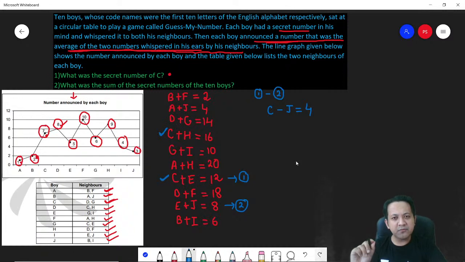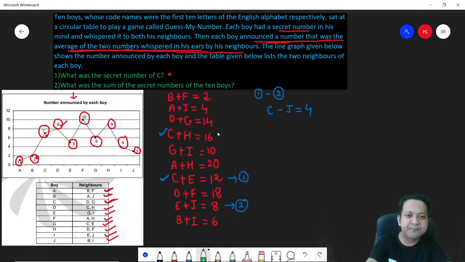Now if you are able to determine C plus J, you are done, because with C minus J and C plus J, two equations and two unknowns, you will get it. So you need C plus J as another equation. Let's see if we can get a C plus J. J is in A plus J. You also have C plus H and A plus H. Perfect, I think this will suffice.